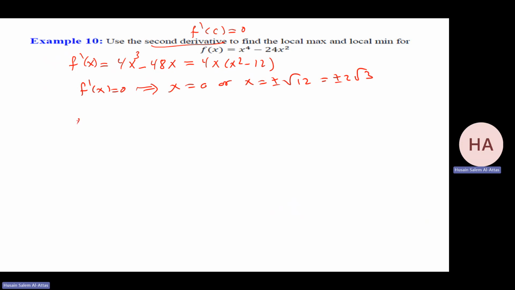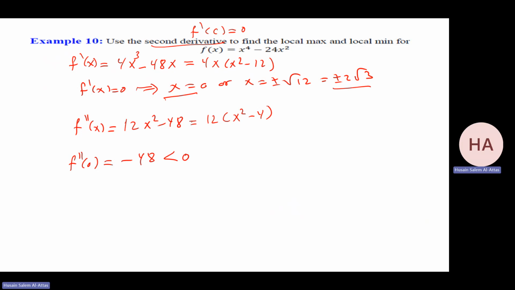Okay, now we'll find f double prime. It will be what? 12x squared minus 48. Which is, just to make the calculation easier, to find the sign, I have what? 12x squared minus 4. Okay. Now I'll check these 3 values. F double prime at 0 gives me what? Minus 48, negative. So I have a local maximum at x equals 0.